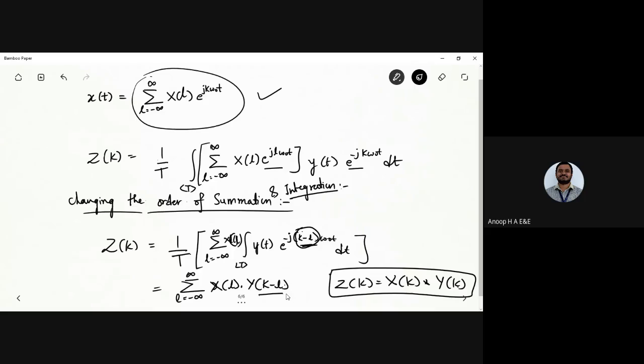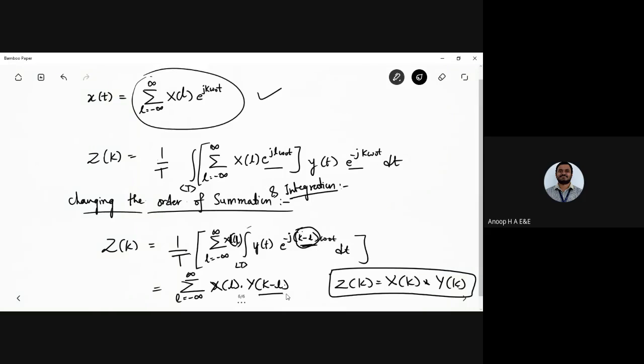So you are going to have z of k equal to x of k into y of k. Okay, so that is the proof there. I hope it is clear to you. So you are going to have x of k into y of k there. All right, so you are going to have the order of summation and also the integration being changed.